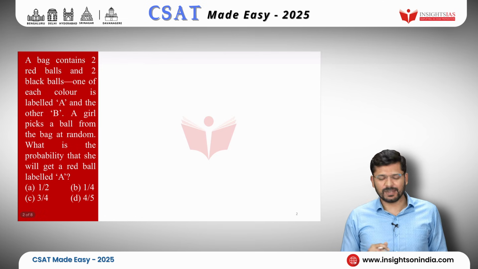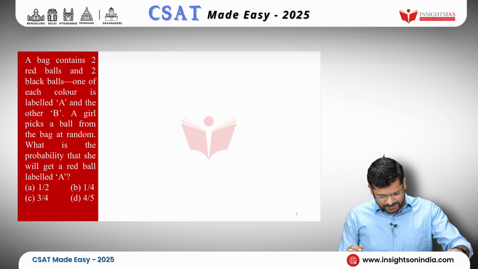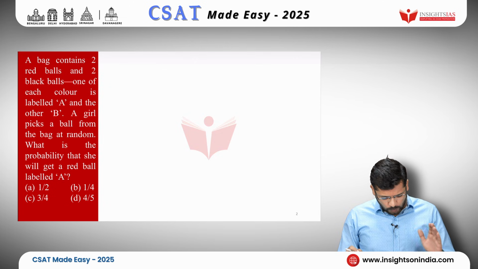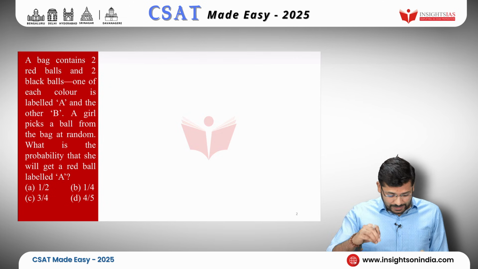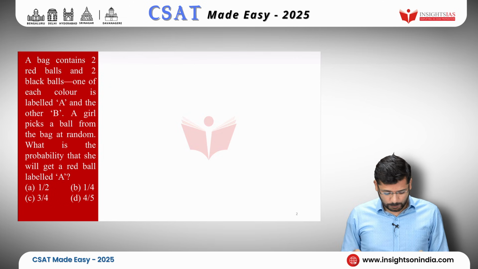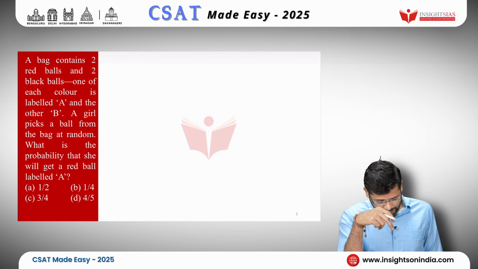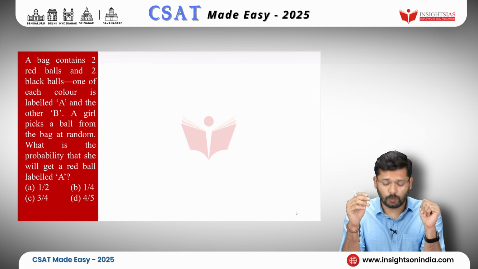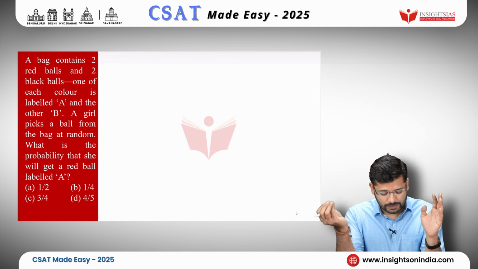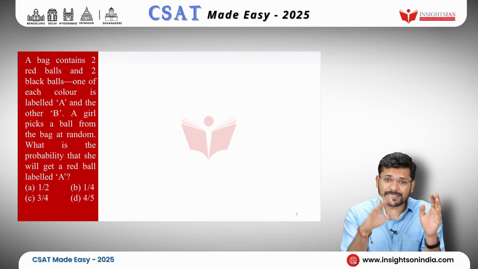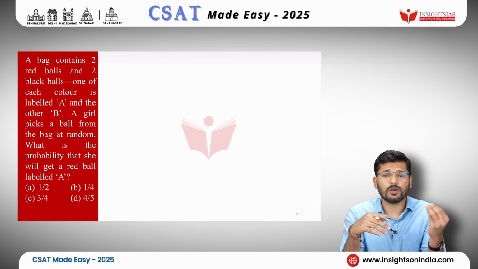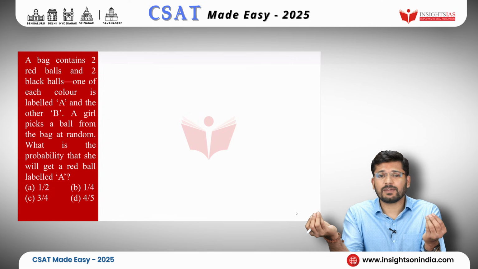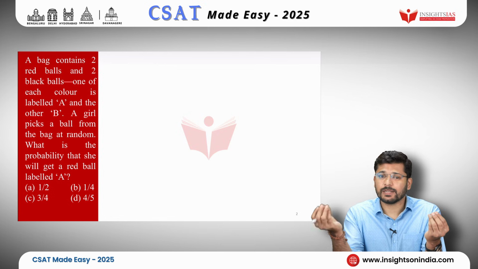This is our first question. Take a look at it. A bag contains 2 red balls and 2 black balls, one of each color. One of each color is labeled A and the other B. So what does this tell us? They are telling us that there is a bag, and in that bag there are totally 4 balls. 2 of them are red and the other 2 are black, and in each color, for example in red, one red ball is labeled A and the other red ball is labeled B. Similar with the black balls also. One black ball is labeled A and the other black ball is labeled B.